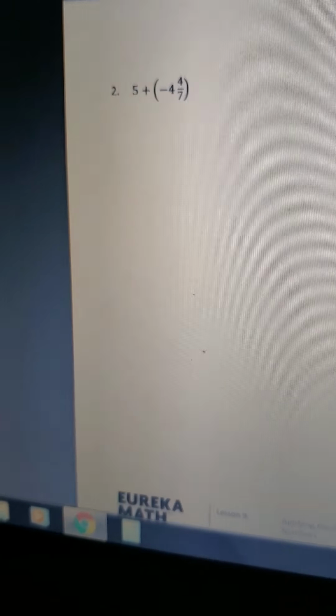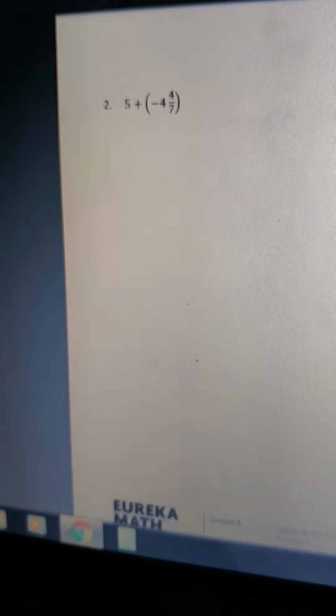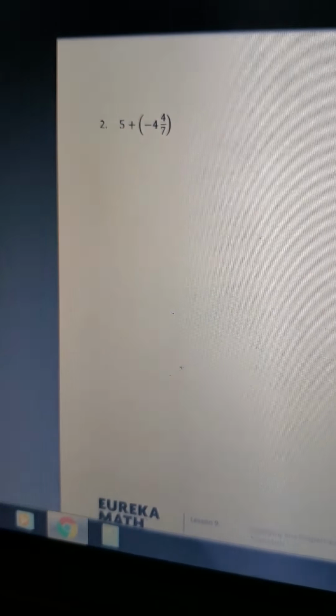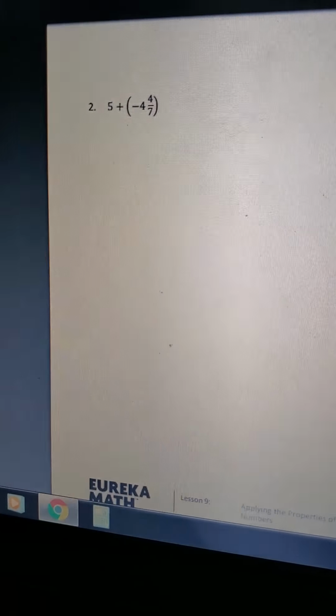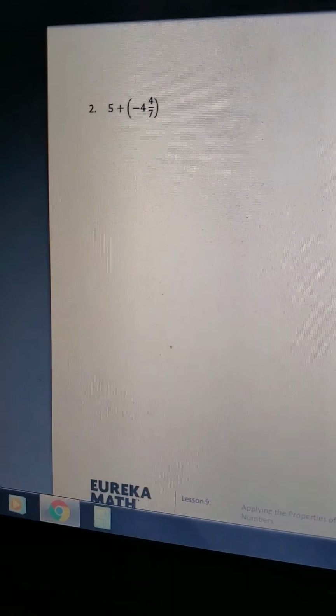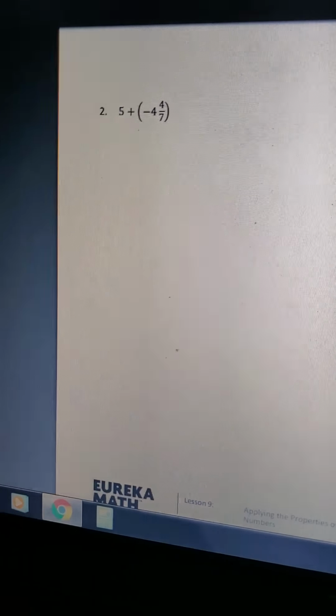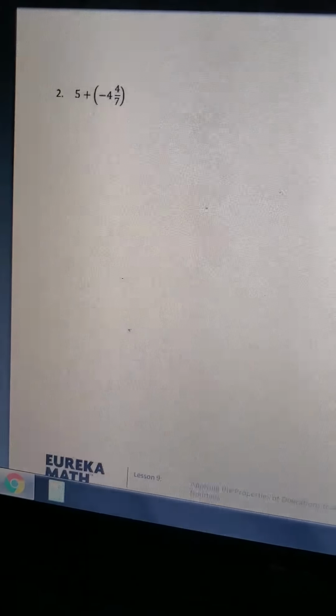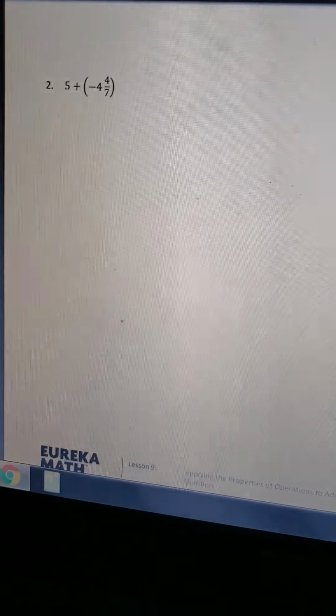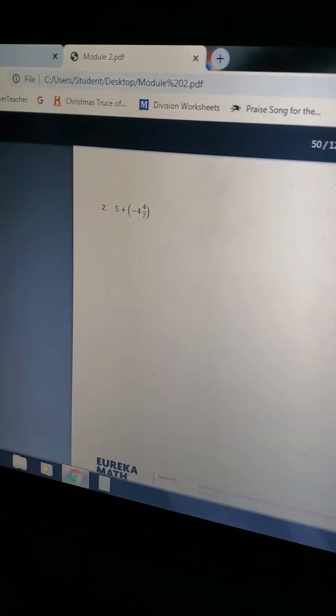Actually, there's not a lot other than if you remember how we did subtracting with these fractions with positive negative numbers. So we have 5 plus a negative 4 and 4/7. So go ahead, just work that entire problem out. Set it up and get your answer. And when you are ready, resume the video.